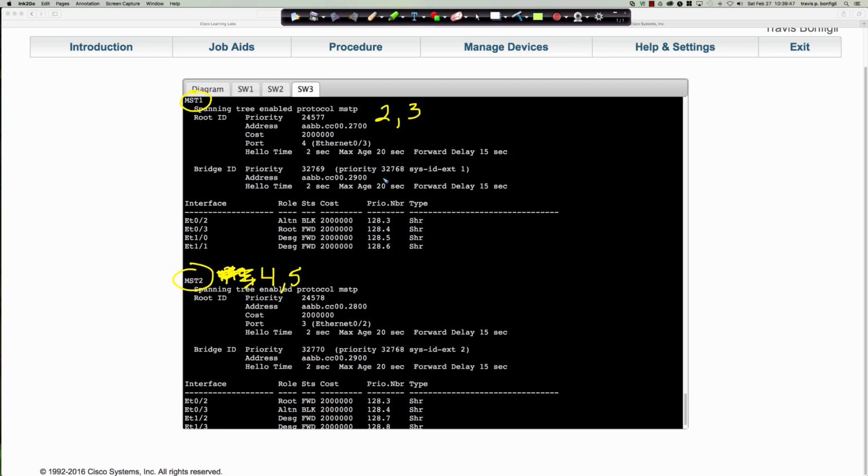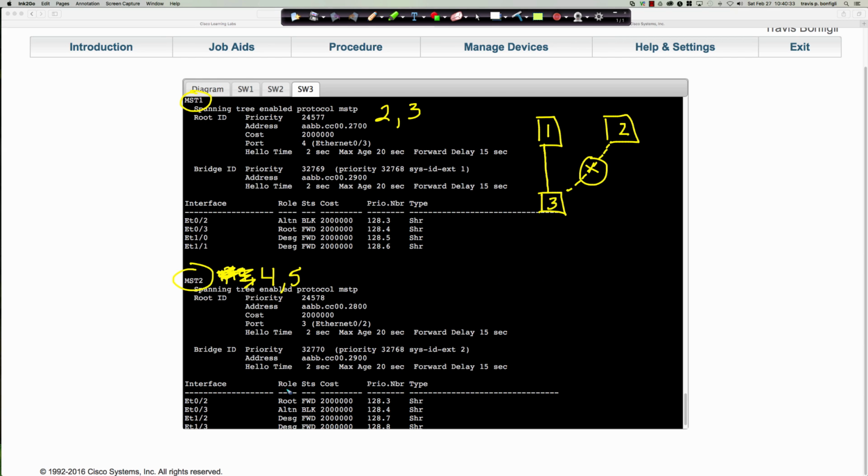So what does our topology look like from switch 3's perspective for multiple spanning tree instance 1? Well, we've got our 3 switches: switch 1, switch 2, and switch 3. For VLANs 2 and 3, the root port is Ethernet 03. The alternate or blocking port, remember we're running Rapid Spanning Tree Protocol doing the work under the covers here, is blocking. This is what the topology looks like from switch 3's perspective for VLANs 2 and 3 in MSTI 1.